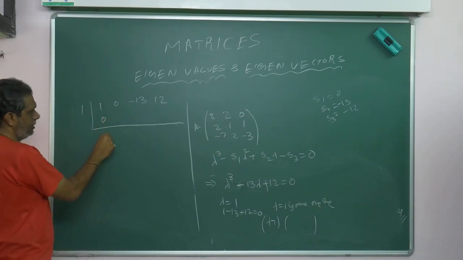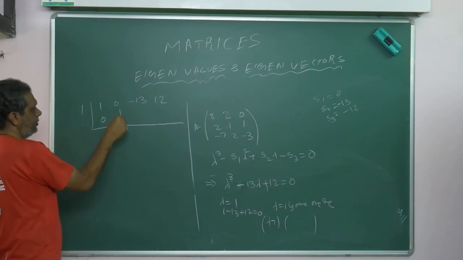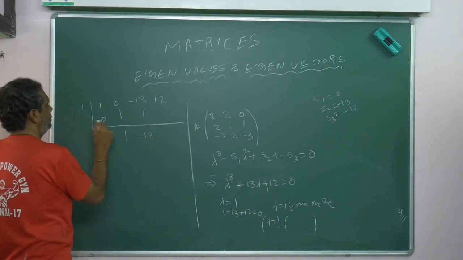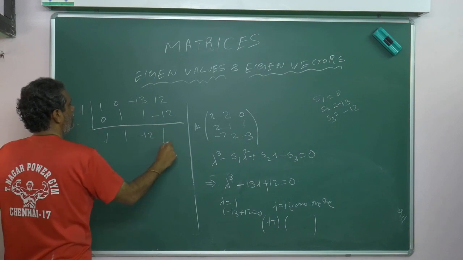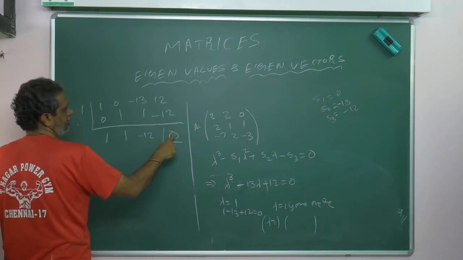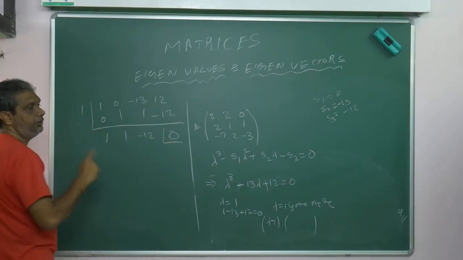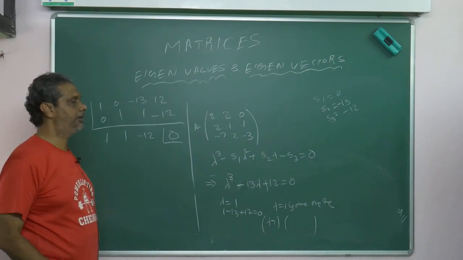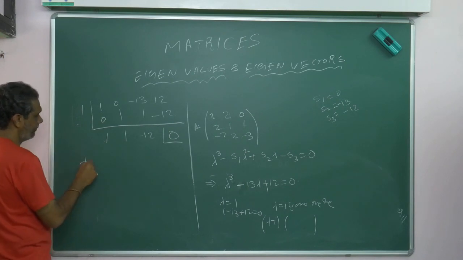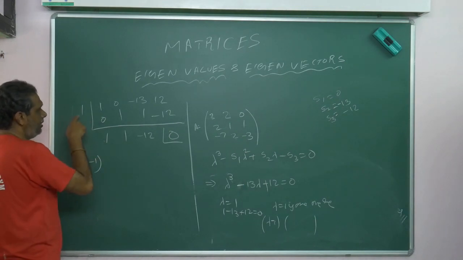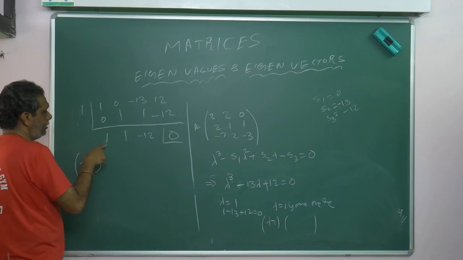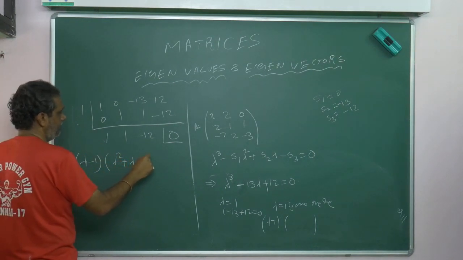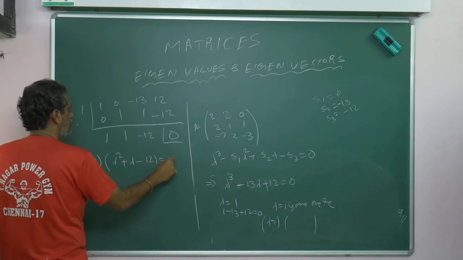Then 1 plus 0 is 1. 1 into 1 is 1. 0 plus 1 is 1. 1 into 1 is 1. Minus 12. If you don't get a remainder, this is 0. This is not a root. You studied remainder theorem and factor theorem in 9th standard, just recall. So how can I write this? Lambda minus 1, already one degree I pulled out. The rest is second degree: lambda square plus lambda minus 12 is equal to 0.